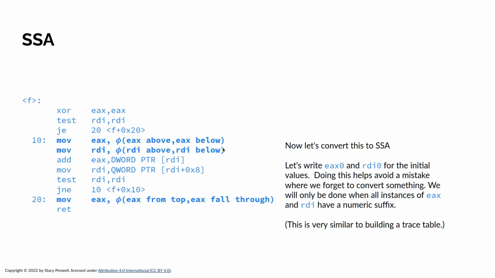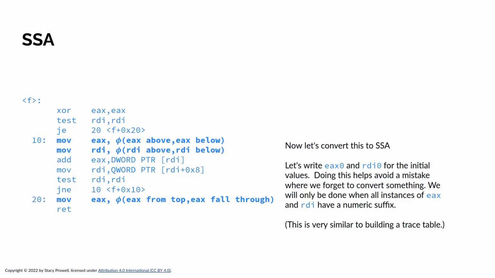Same thing for RDI. Down here at the bottom, I'm going to get the EAX from the top, that would be up here, where I take this branch and come down here. Or I'm going to get the EAX from the fall through, which I'll get by just not taking this branch and falling through. There we go. And I stuck them in as moves because it seemed like a fun way to do it. There we go.